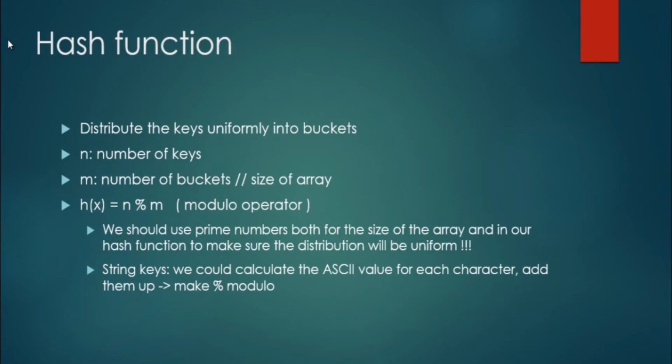So this hash function is very important because it distributes the keys uniformly into the buckets or the array slots. We have n, where n denotes the number of keys, and m denotes the number of buckets, or the size of our array. A good hash function is the modulo operator n%m, and it is going to give us the right answer if we have integers as keys. And we should use prime numbers both for the size of the array and in our hash function to make sure the distribution will be uniform.